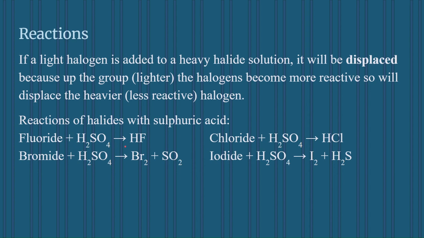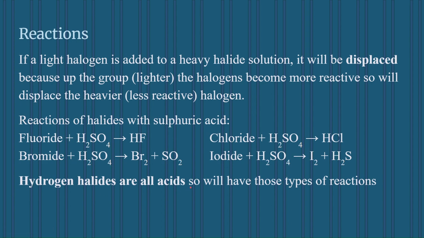Fluoride plus H2SO4 creates HF. That's a reaction with sort of halides with sulfuric acid, that's just the ions. Bromide plus H2SO4 creates bromine plus SO2, and chloride plus H2SO4 creates HCl, and iodide plus H2SO4 creates a bunch of things, but this is the one you need to know, I2 plus H2S. And that's H2S, that's really toxic, poisonous, smells like eggs, apparently.